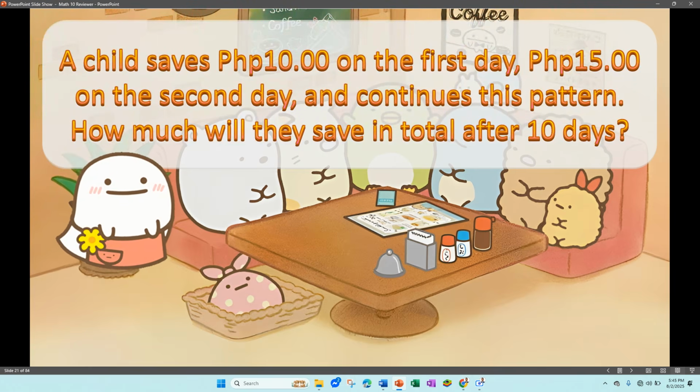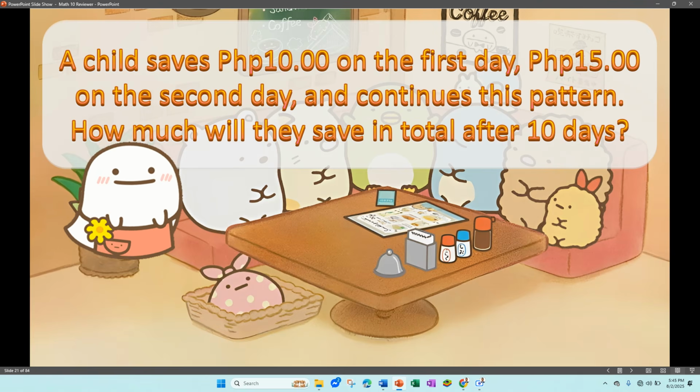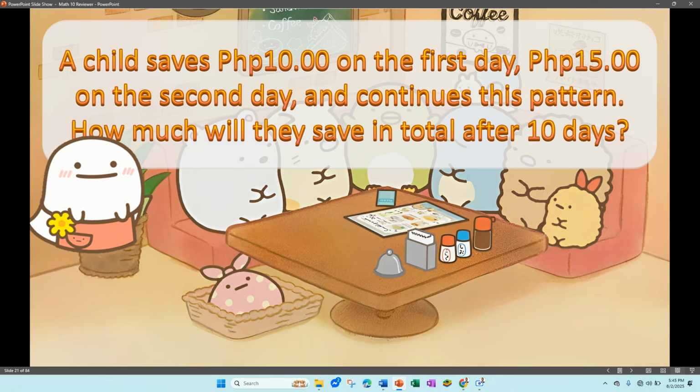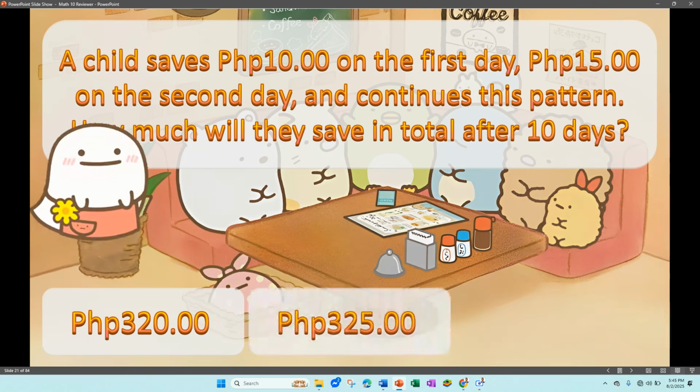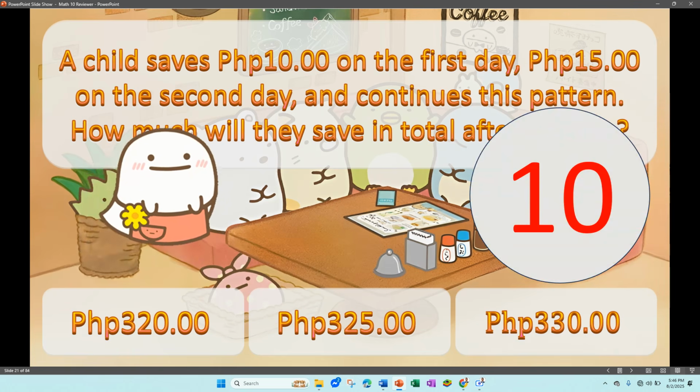A child saves 10 pesos on the first day, 15 pesos on the second day, and continues this pattern. How much will they save in total after 10 days? 320 pesos, 325 pesos, or 330 pesos. 10 seconds, go.